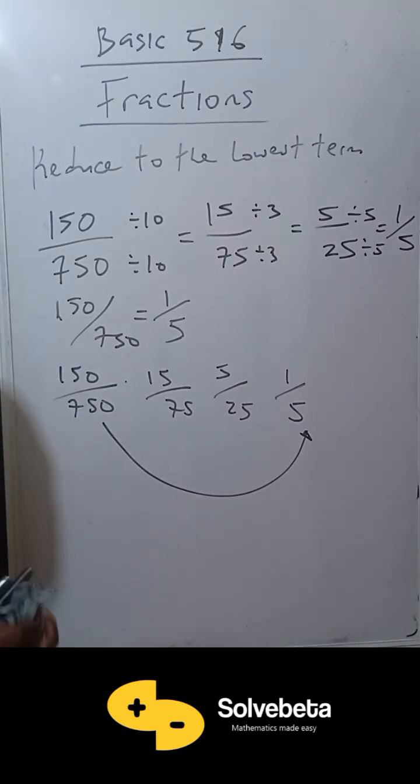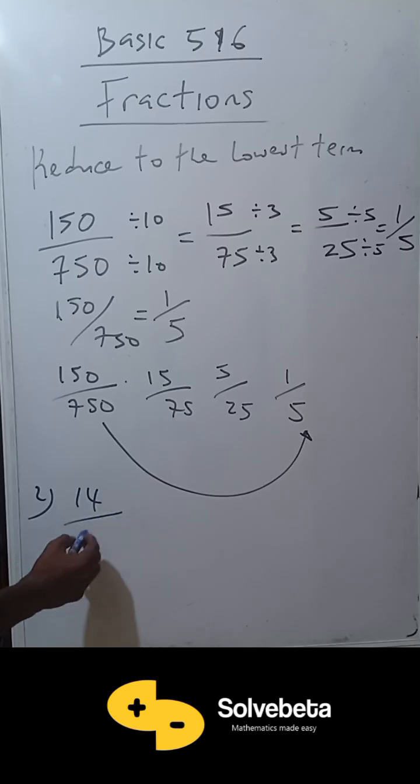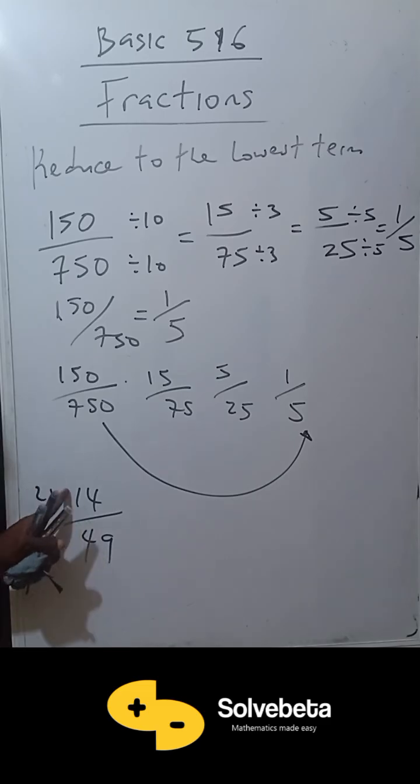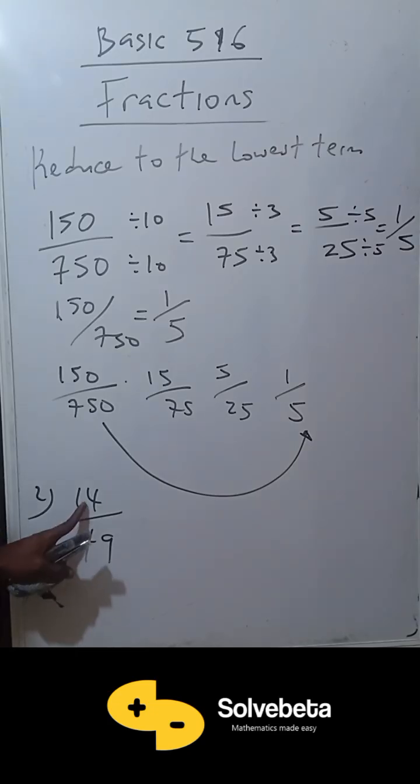So now let's continue. Let's take another example: 14 over 49. We want to reduce it to its lowest term. You check for a number that can divide both 14 and 49. So 2 can divide 14, but 2 cannot divide 49. No.